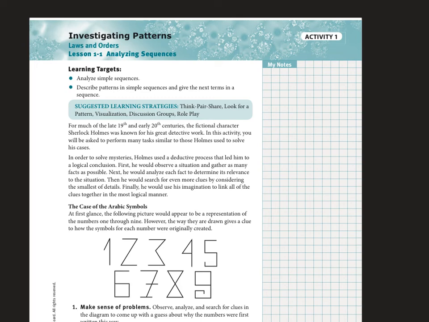So one example, just to kind of get going, back in the 19th and 20th century, there's a fictional character, Sherlock Holmes, known for his great detective work. So in order to solve these mysteries, Holmes used a deductive process that led him to a logical conclusion. And that's what this is all about. With sequences, you're kind of noticing a pattern and then trying to see if you can predict what would be the next steps in the pattern, what would be the next terms in the sequence is what it's going to be mathematically. Okay, so let's look at an example, the case of the Arabic numbers here.